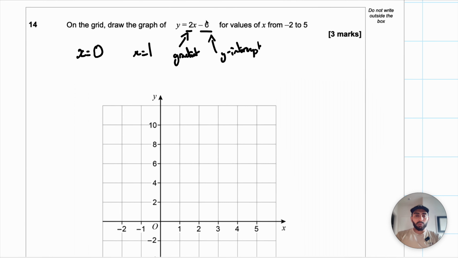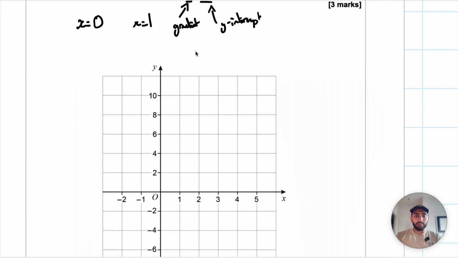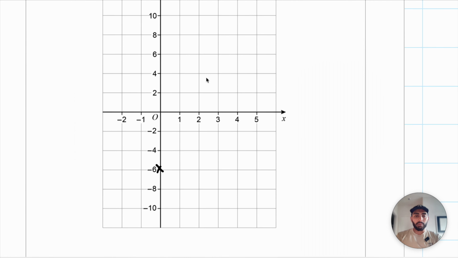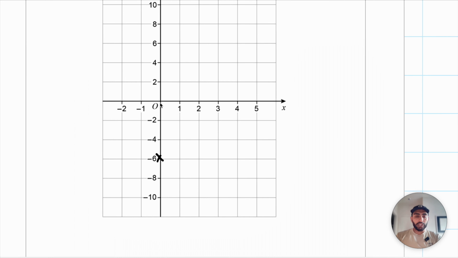So this is telling me where it crosses the y-axis. So it's at minus 6. That's one of my points. This is telling me for every 1 I go across, that means I'm going up by 2. So 1 across, up by 2. So 1 across, and I'm just checking 0 to 1. So it is 1, and I'm going up by 2. So up to minus 4. So that would be another point, and that would be another point. And it's going to be a straight line, and because you've got 2 of your points, you only really need 2.